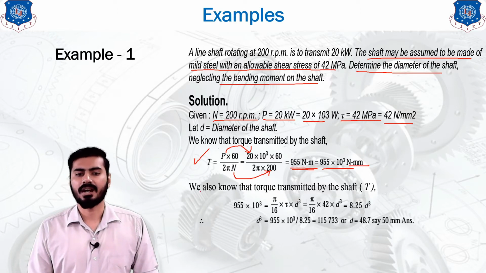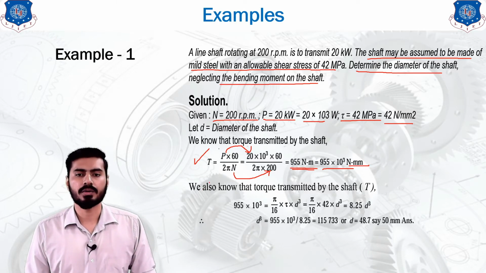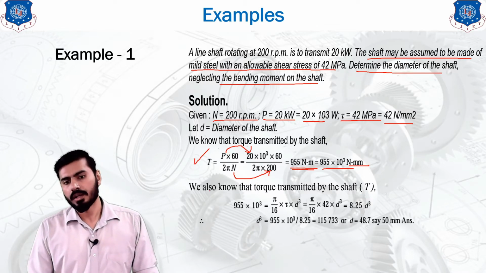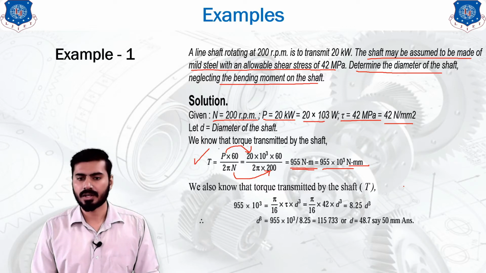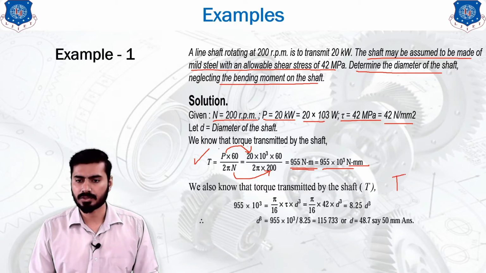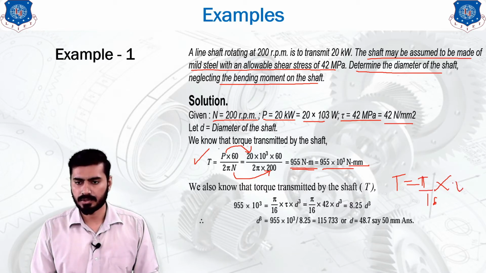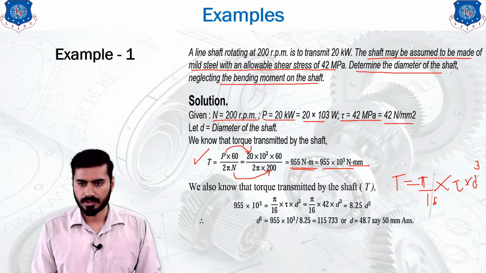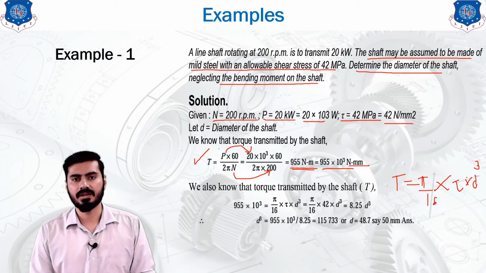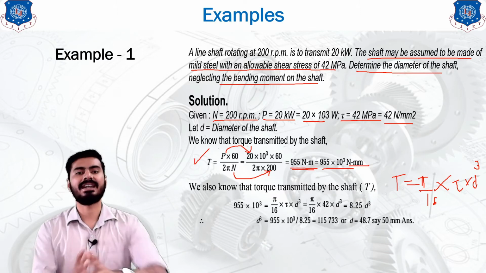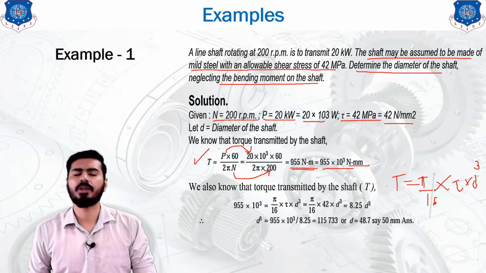Now we will see another step that is required to calculate the diameter of the shaft, or for the design of the shaft. We know the equation of the torque transmitted: T equals pi upon 16 into tau into d cube, the diameter cubed. This was the equation which we have already derived in the previous lecture, and using this equation we are going to calculate the diameter of the shaft.